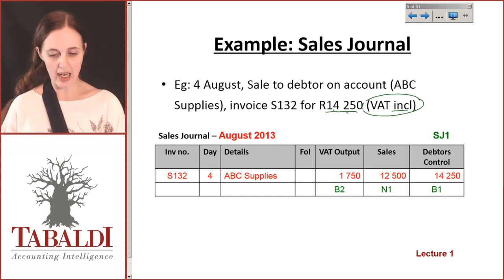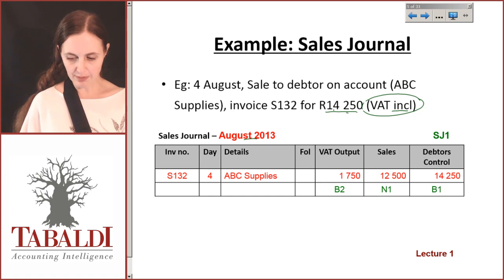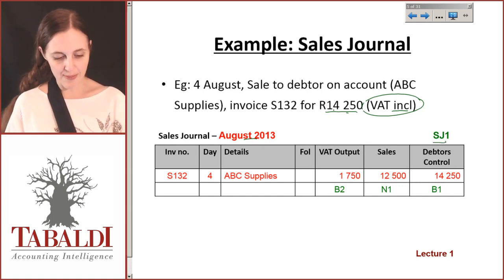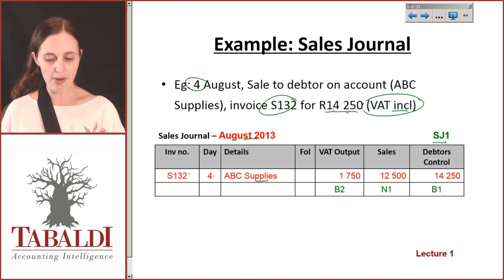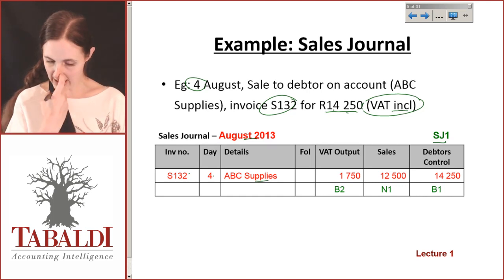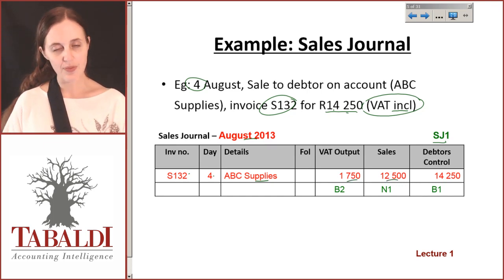So when we take a look at our sales journal, you're going to have to show me that it is August. You're going to have to put in your sales journal 1, your document. Your invoice number is S132. We've got from there the date, the 4th. We give the company that has bought the stuff from us, in this case ABC Supplies. And then you're going to have to calculate your VAT.